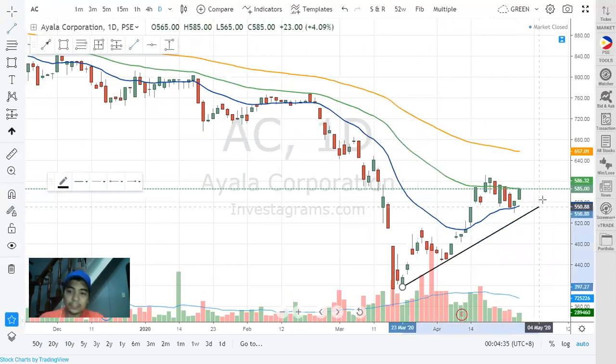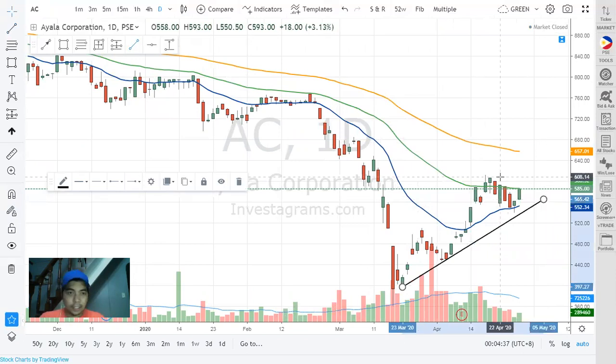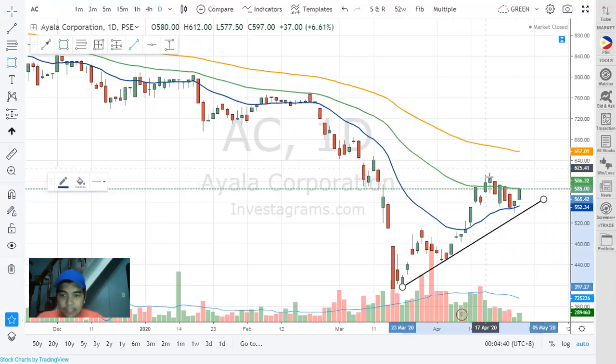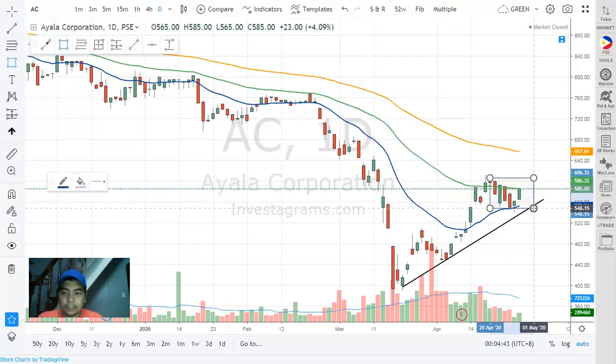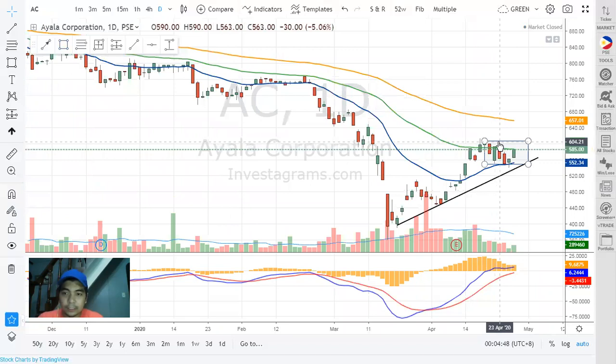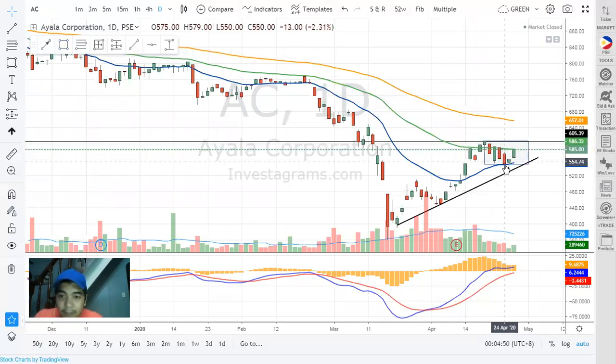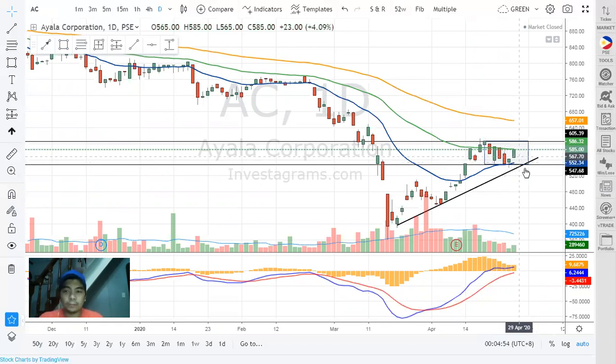Here we can draw a resistance line again and a box as a base. So this will be a strong resistance line at this point, and your cut loss or trail stop at this point. If the stock went lower, you might as well cut some losses, or if the stock pushed up to this point, you might as well buy more stocks. You can also see that the 20 and 50 moving EMAs are already converging.